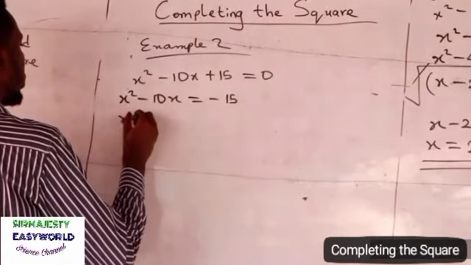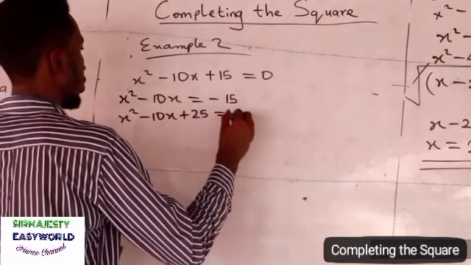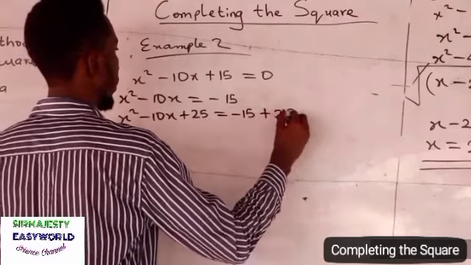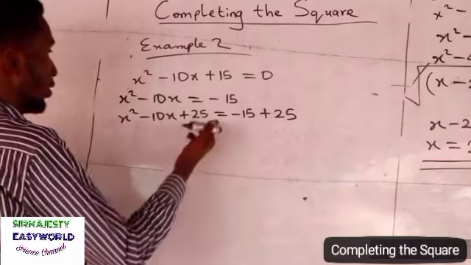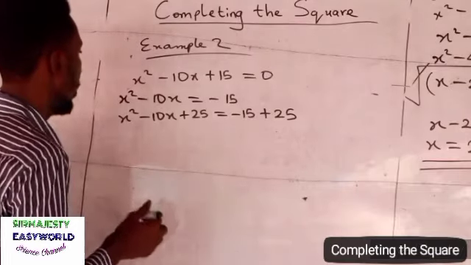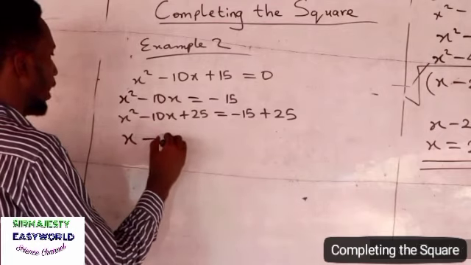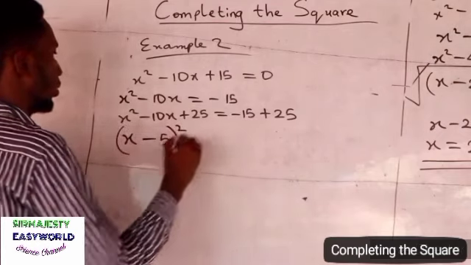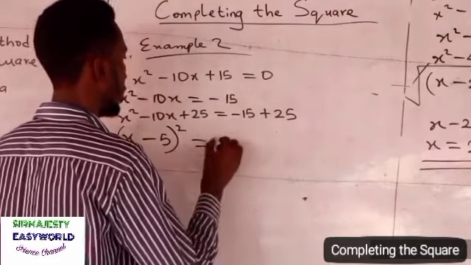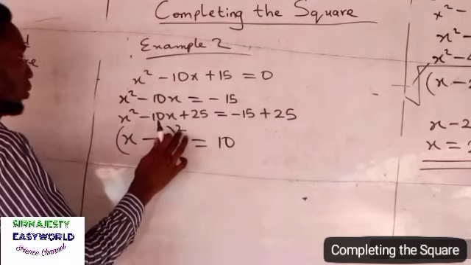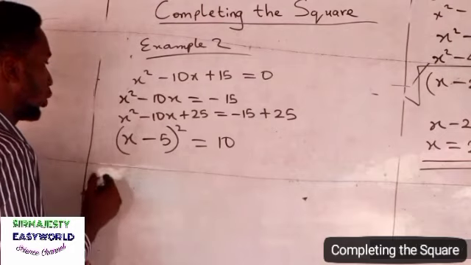So we have x squared minus 10x plus 25 is equal to minus 15 plus 25. We are doing justice by adding 25 to both sides, since this is an equation. Now we factorize this part to get (x minus 5) all squared is equal to minus 15 plus 25, which should give us 10. Now we have a square here. So to remove the square, we take the square root of both sides.